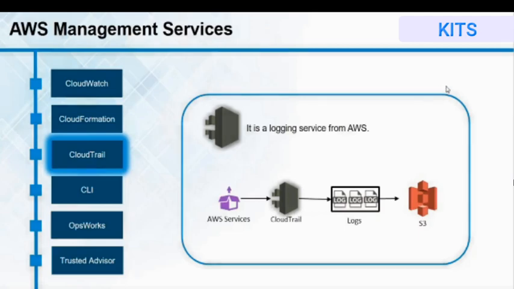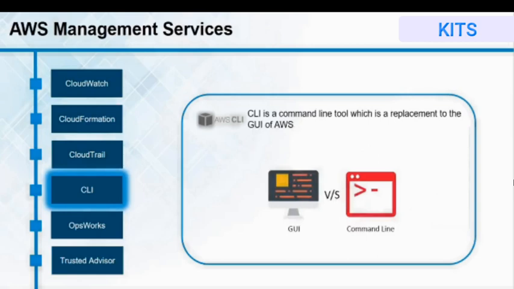Alright, people are giving me a go. Alright guys, let's move on to our next service now, which is AWS CLI. So CLI is a command line interface, which is basically a replacement to the GUI interface that you have. I showed you guys the AWS dashboard, right? So that is the GUI.